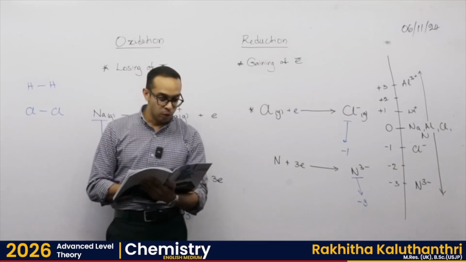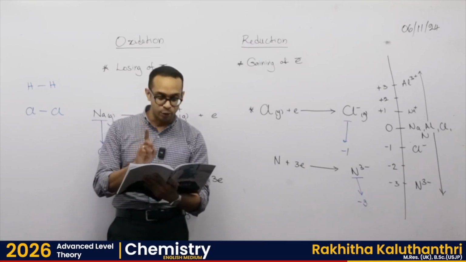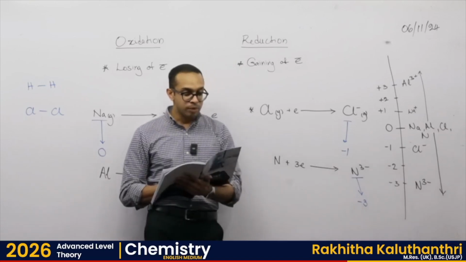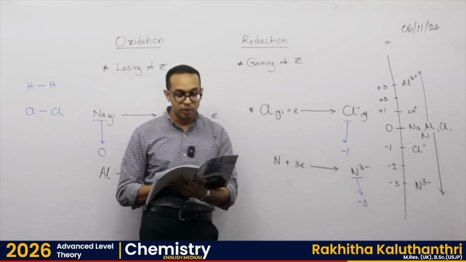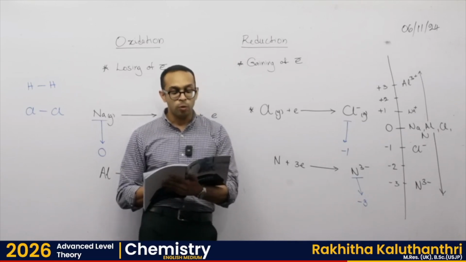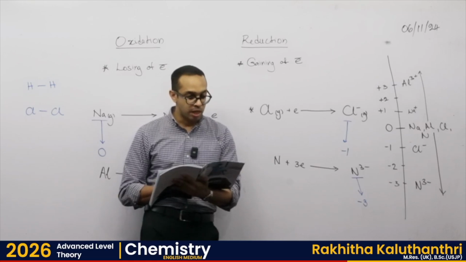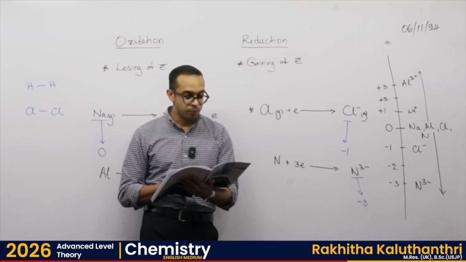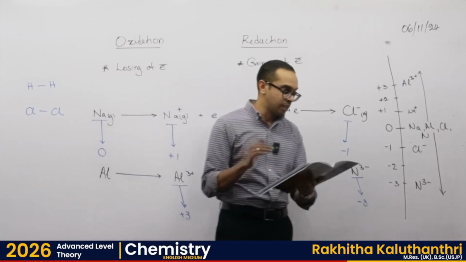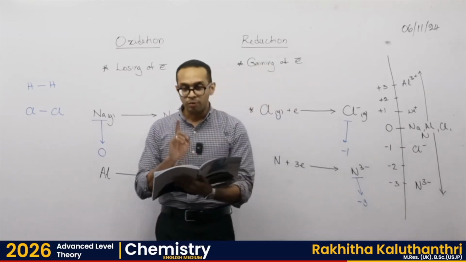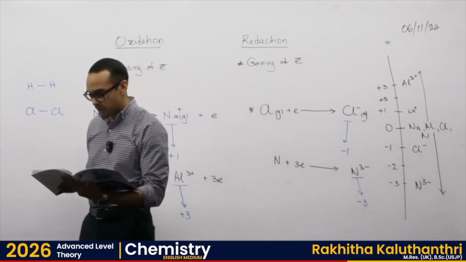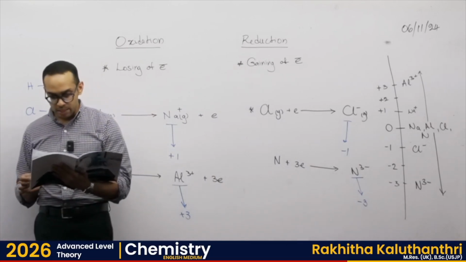Oxidation number, also known as oxidation state, is a numerical value assigned to an atom within a molecule or an ion to represent the hypothetical charge it would have if electrons were transferred completely during the formation of that species. Oxidation numbers are used in redox reactions to track the flow of electrons. So increase of oxidation number shows oxidation, decrease of oxidation number shows reduction. I want you to highlight certain parts of this page because that is important.